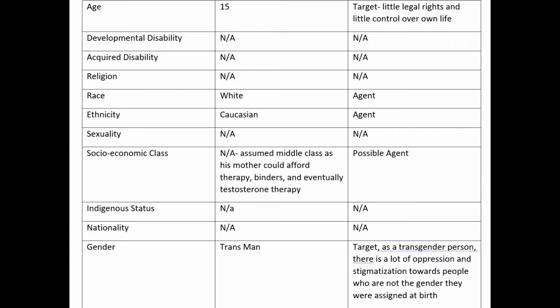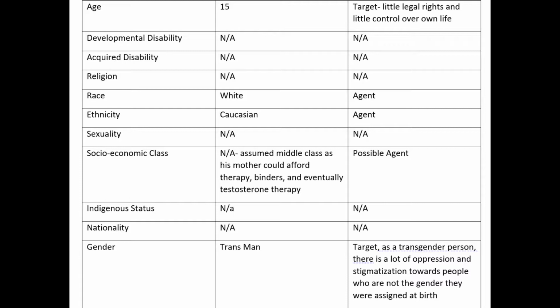Now, going down the addressing model, we're going to look at the D. We do not know if Michael has a developmental or acquired disability. And for R, we aren't sure of his religion. For race and ethnicity, we understand that Michael is Caucasian, which means that he oftentimes will be considered white presenting. Being born with light skin is considered being in a privileged position.